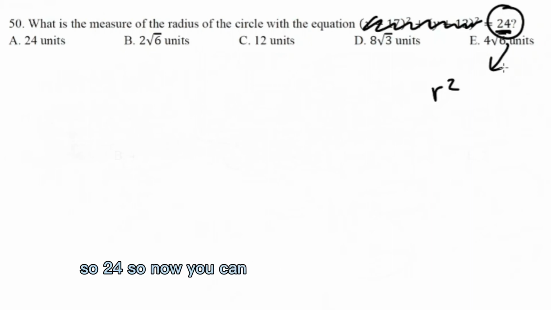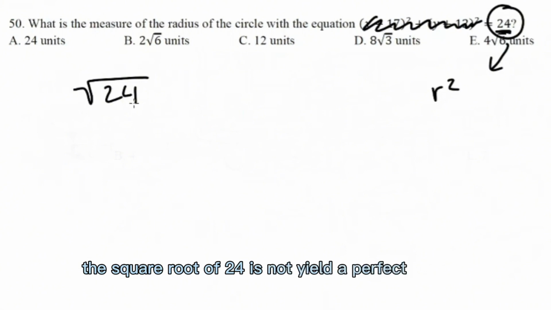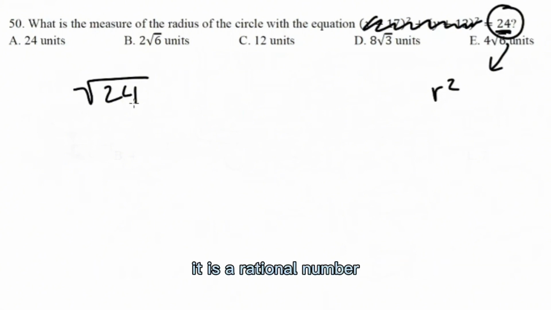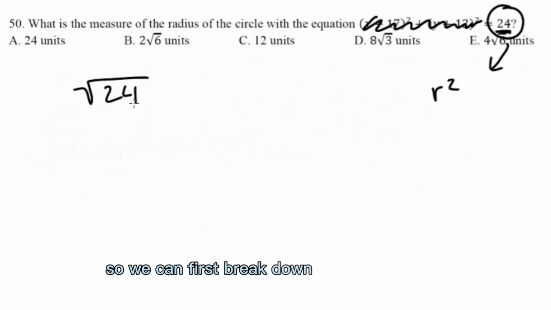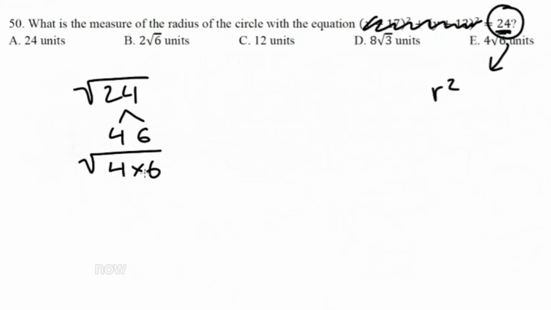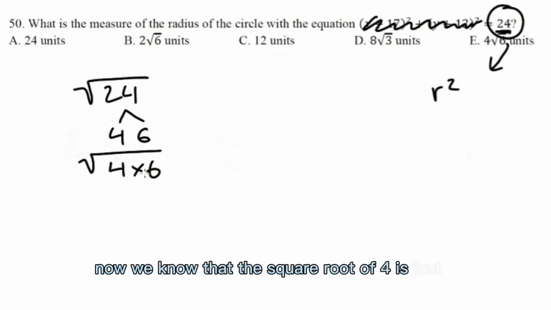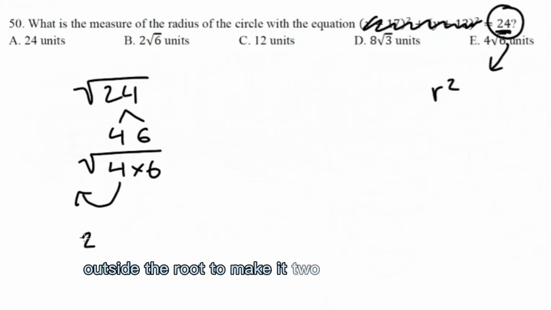So now we can just do the square root of 24. But it's not that simple because the square root of 24 does not yield a perfect number. It is an irrational number, meaning we have to simplify the root. So we can first break down 24 into 4 and 6. That becomes the square root of 4 times 6. Now we know that the square root of 4 is just 2, so we can bring it outside the root to make it 2 times the root of 6. And that's your answer.